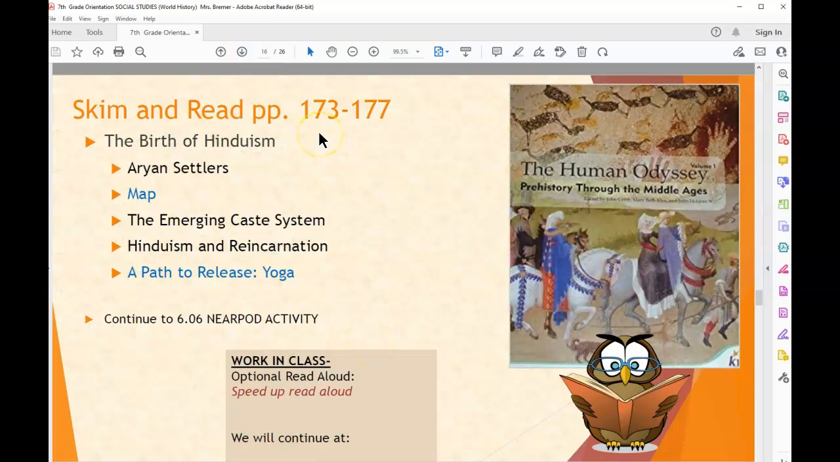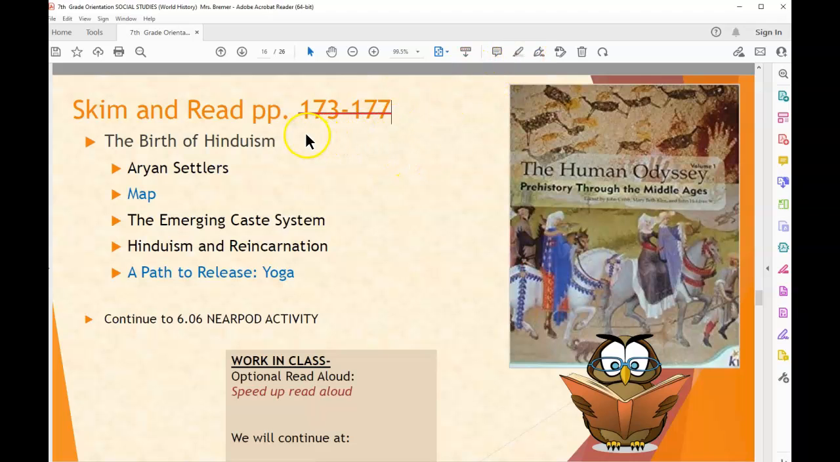So pages, those are the wrong pages. It's actually 179 to 183. Okay, so that's going to be pages 179 to 183.